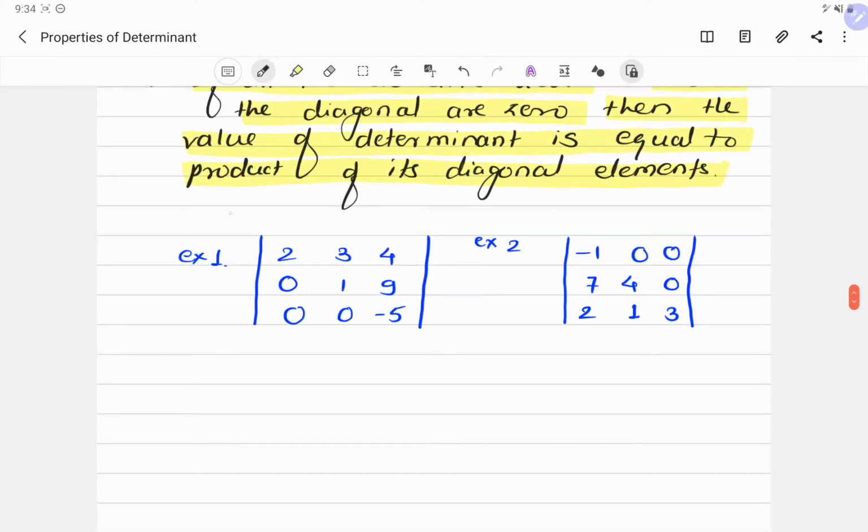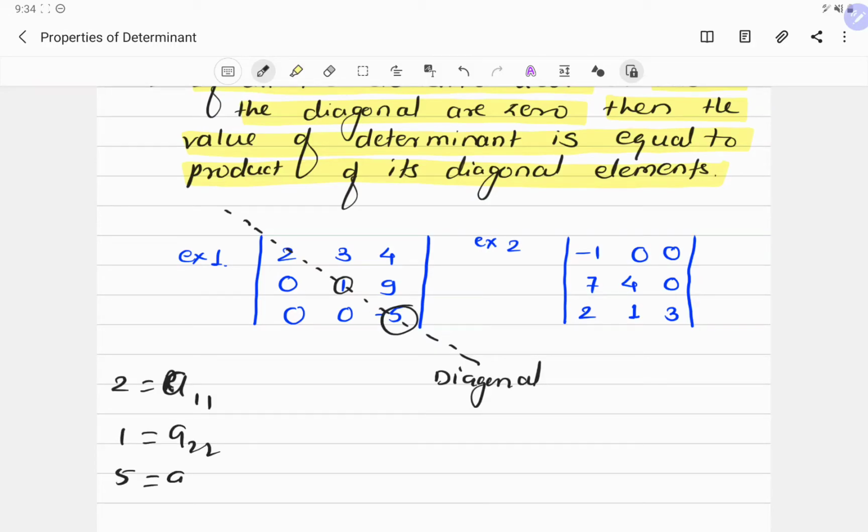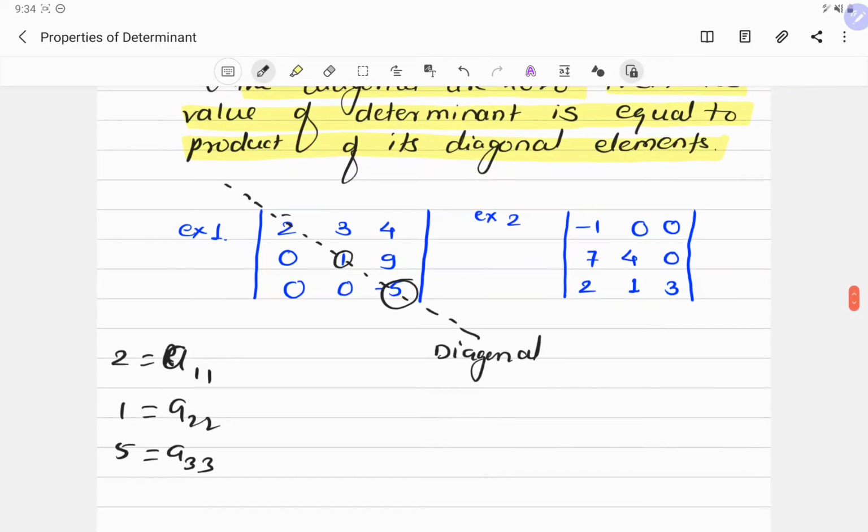If you observe this determinant, this 2, 1, 5 acts as its diagonal. Why do we say these are the diagonal? Because 2 is an element of first row, first column. This 1 is a part of second row, second column, and this 5 is a part of third row, third column. Therefore we say 2, 1, 5 are nothing but the diagonal.